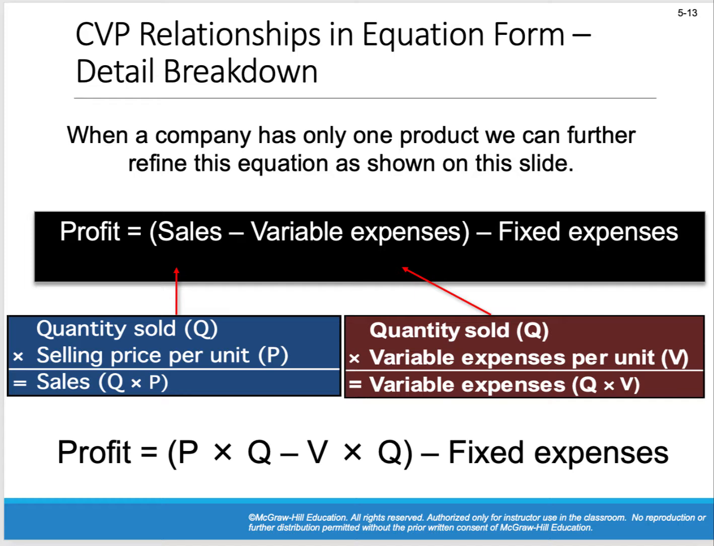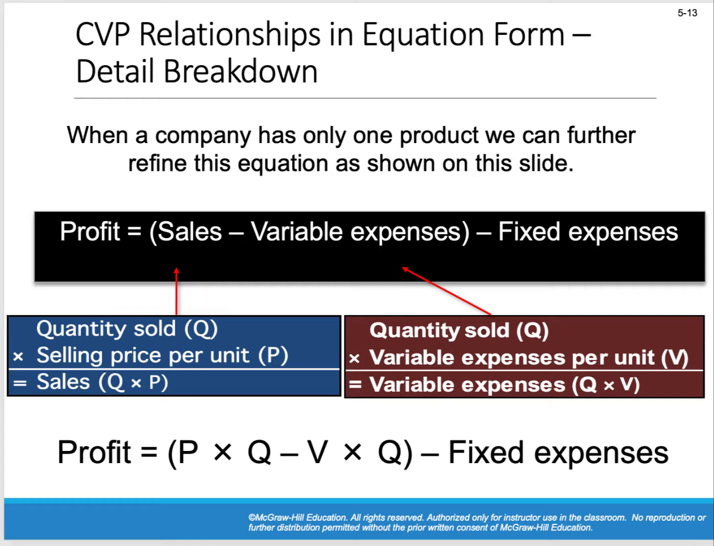So what do we do when a company only has one product? Well, if a company only has one product, we can actually refine that equation, profit equals sales minus variable expenses minus fixed expenses, and we can reformulate it, okay? Now, it's important to understand that we're always taking a quantity times a price or quantity times a cost, okay?